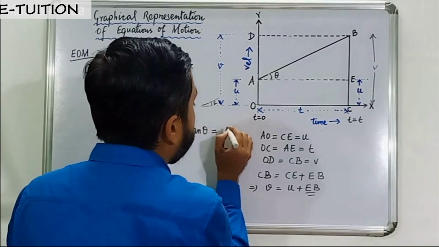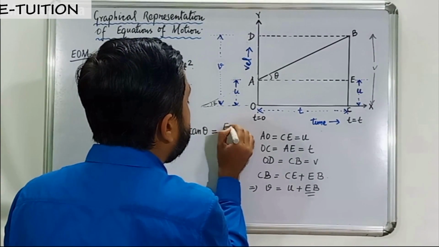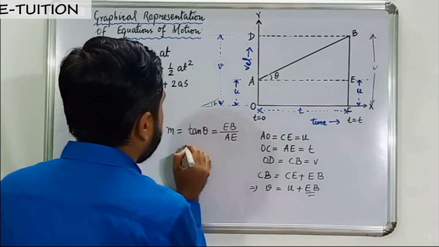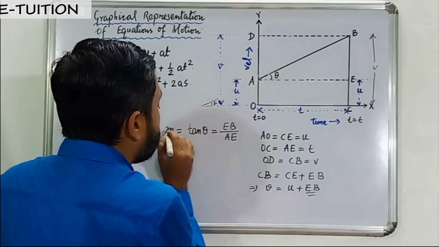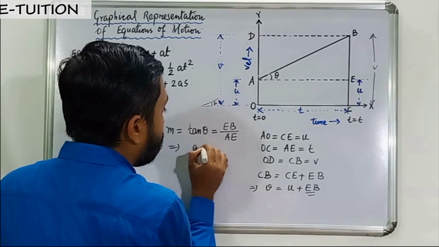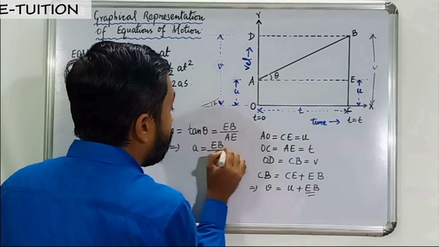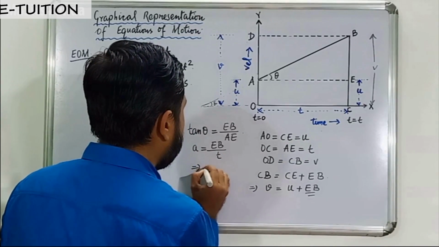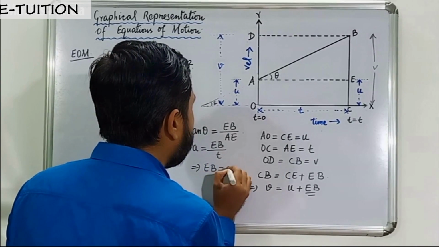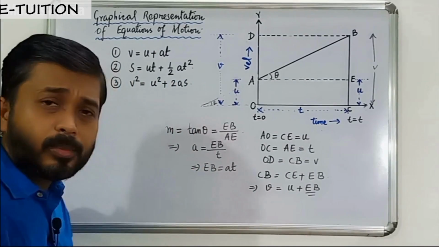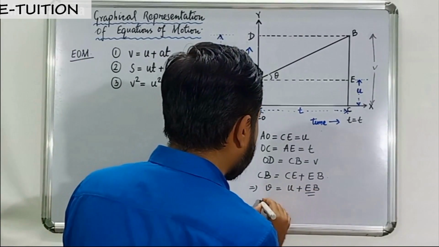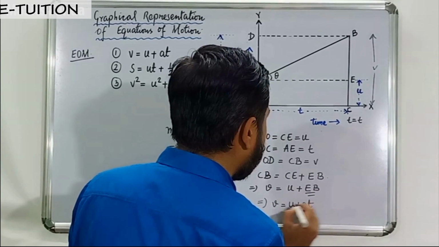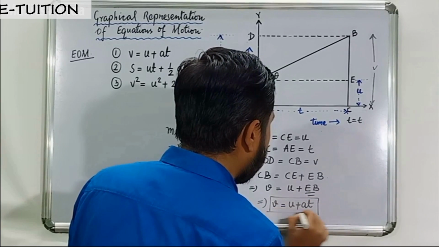M equal to tangent of theta means EB by AE, and this tangent of theta, or slope or gradient, gives us acceleration. A equal to EB by AE. AE was T, so EB equal to AT. So this is the value of EB which you can substitute here, as a result of which we are getting the first equation of motion proven graphically. V equal to U plus AT.